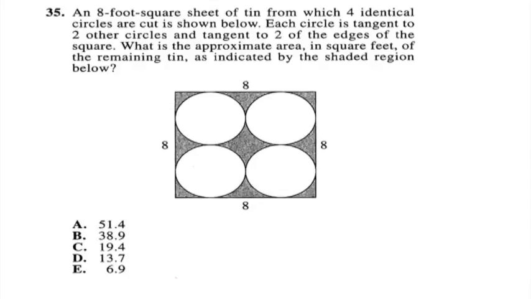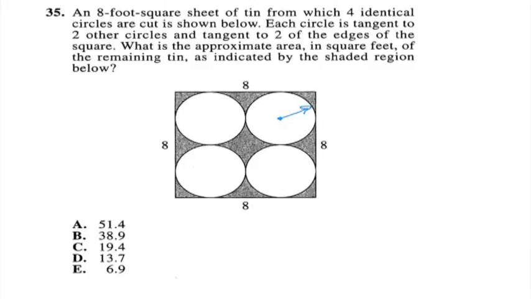Uses the same picture. Number 35, an 8-foot square sheet of tin from which 4 identical circles are cut is shown below. Each circle is tangent to the other circles and tangent to the edges of the square. What is the approximate area in square feet of the remaining tin after we cut these circles out? So this is another circle area problem. We're going to start right here.